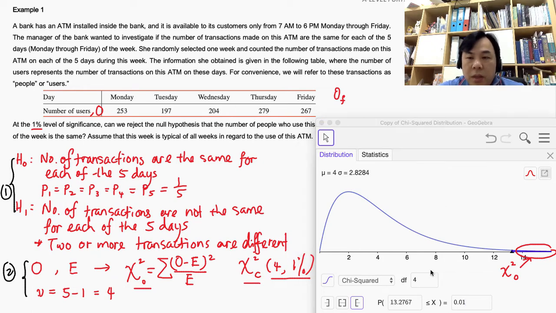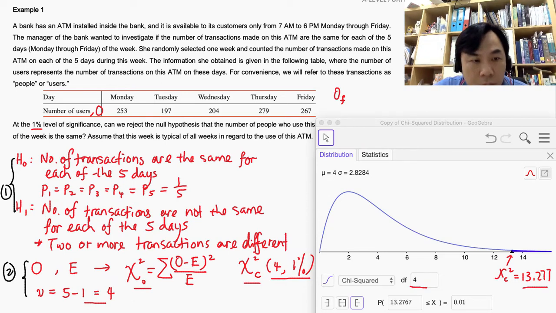Right. Now, before that, let me erase this. The critical chi-square value is here. This is our critical chi-square value. So this critical chi-square value is given as 13.277 approximately. All right, now that's how we get it from the software itself, right? With the degree of freedom equal to 4, this is how we calculate our degree of freedom. I hope that's clear.